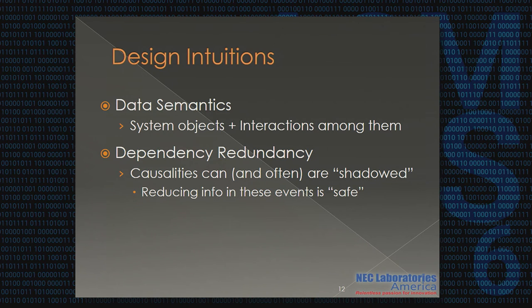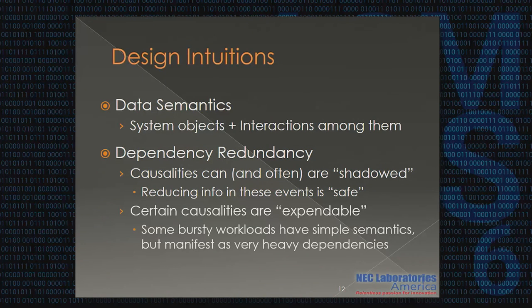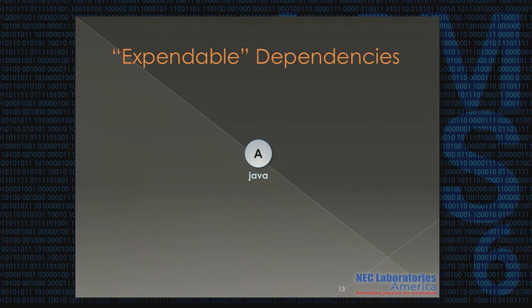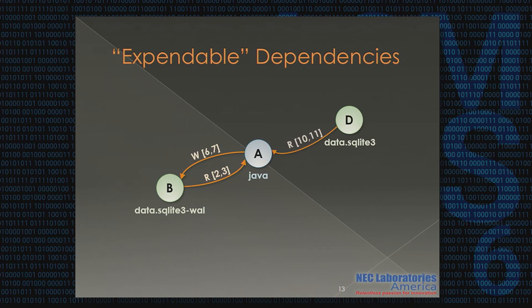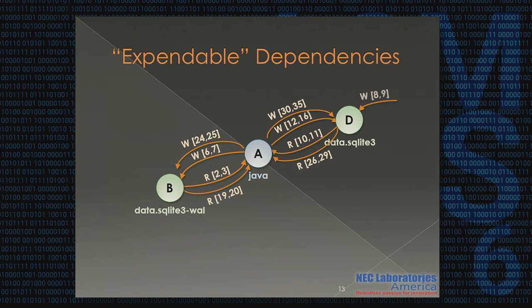However, we also noticed some other interesting characteristics. There is certain bursty workload in the system, which itself has fairly simple semantics. However, it manifests as a very heavy dependency due to the level of monitoring we have. Let me just give you an example. We observed this particular Java program. It performed a read-write operation to the SQLite journal, and then the SQLite database, then back to the SQLite journal, and repeated this again and again, thousands of times, which generates a large amount of dependencies which cannot be losslessly reduced because their dependency is interleaved between these three objects.